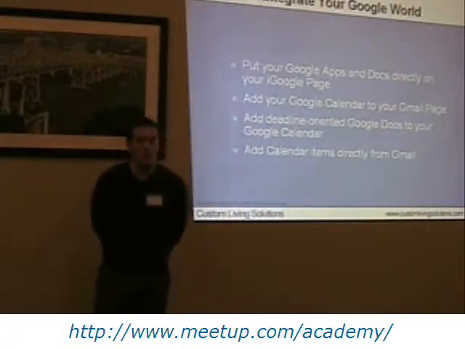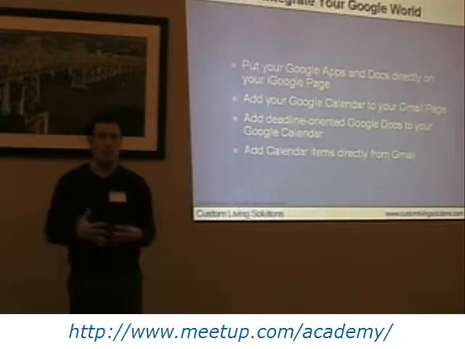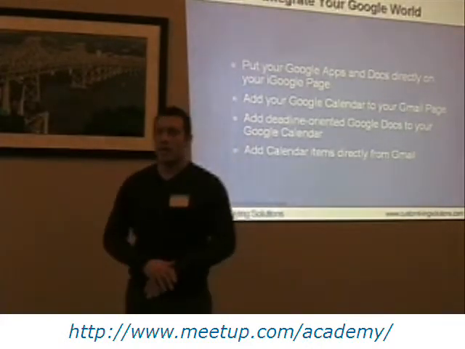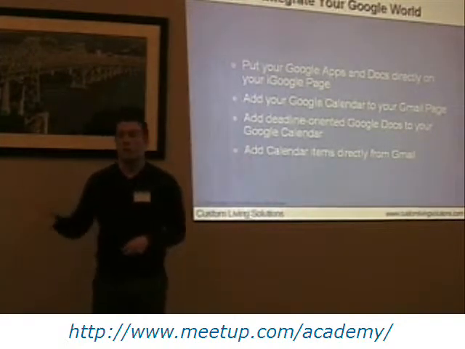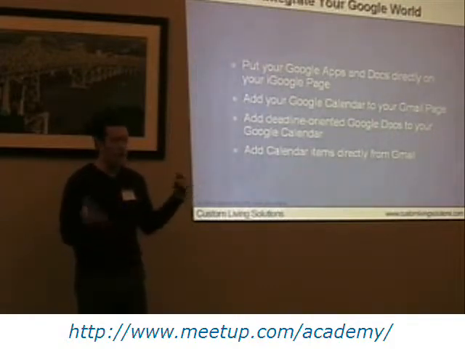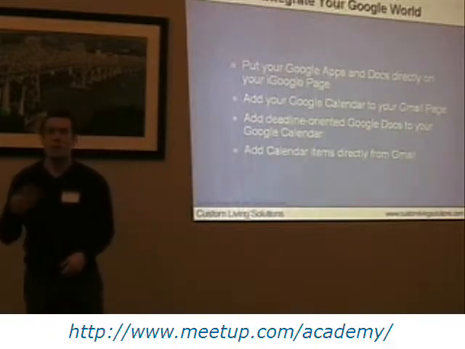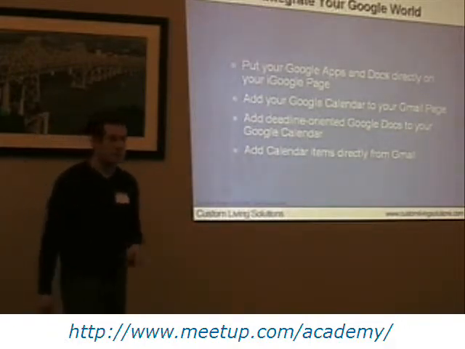Ways to integrate Google Apps together, because they're designed from the ground up to work together. So it makes sense to use them that way. If you use iGoogle, which is kind of like a home page that you can add different widgets to, you can put your Google Docs, your Google email, your Google Apps, anything on your iGoogle page as a widget. So you can see when new documents have been updated or when you get new Gmail in your business inbox.